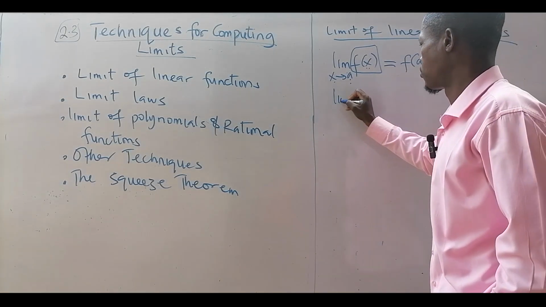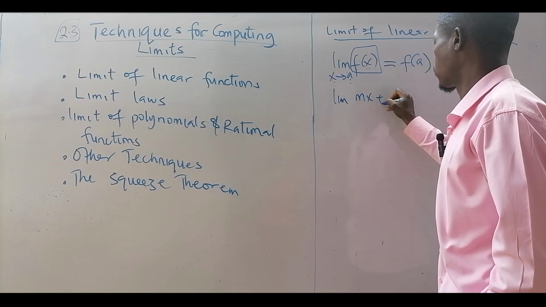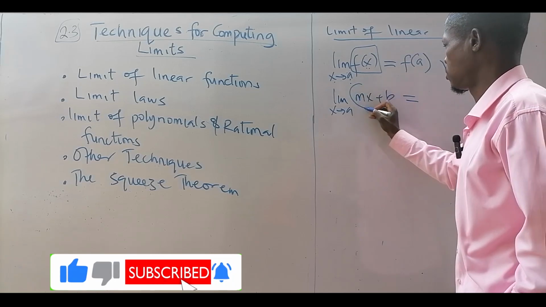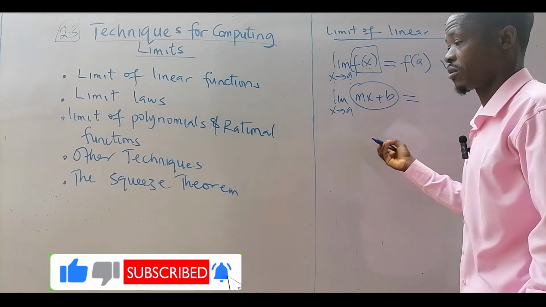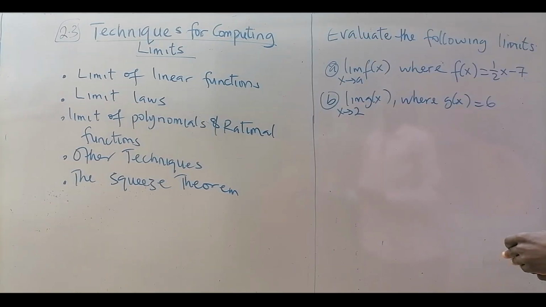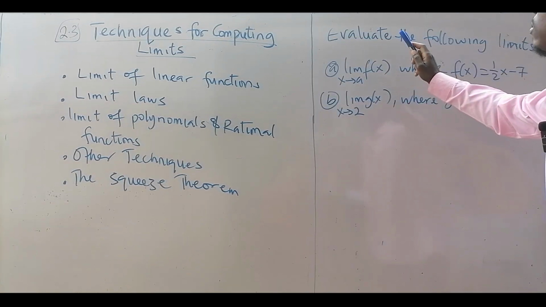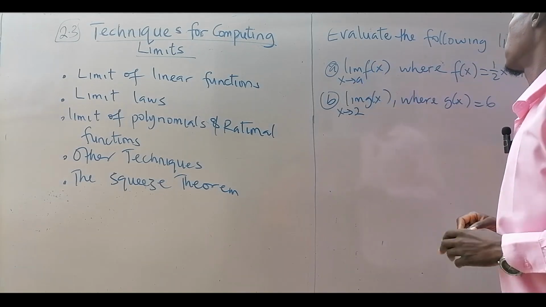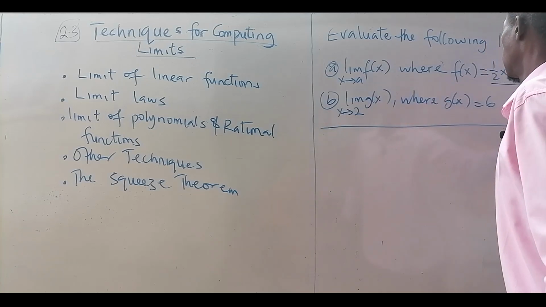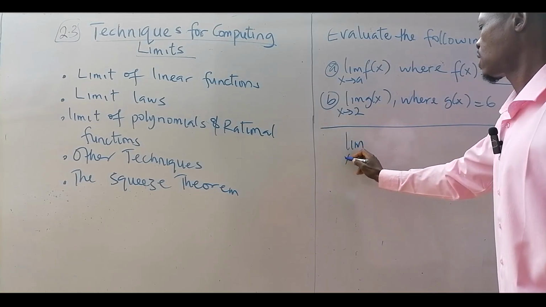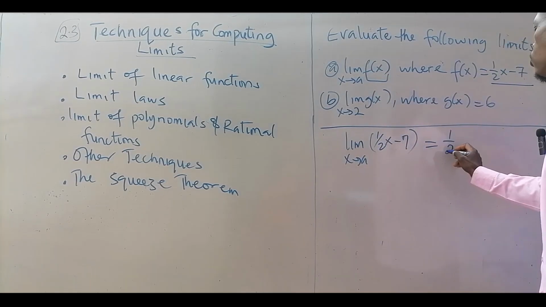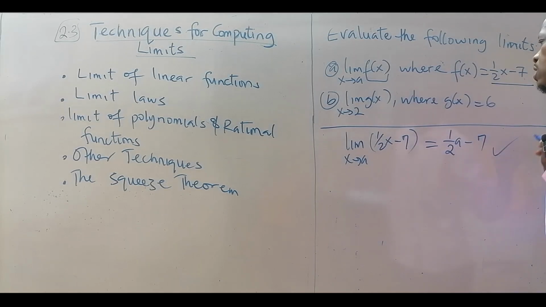For example, if your linear function is mx plus b as x tends to a, it is just direct substitution, and that will be equal to ma plus b. Evaluate the following limits. We have the limit of f of x as x tends to a, where f of x is this. This is just direct substitution, so you just substitute a: 2a minus 7. And that finishes that.